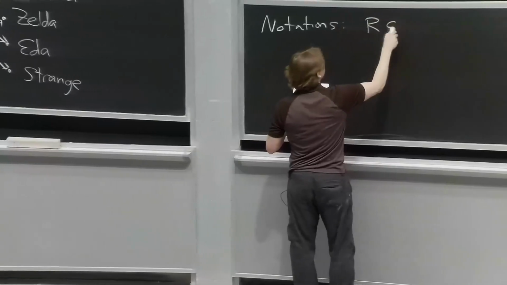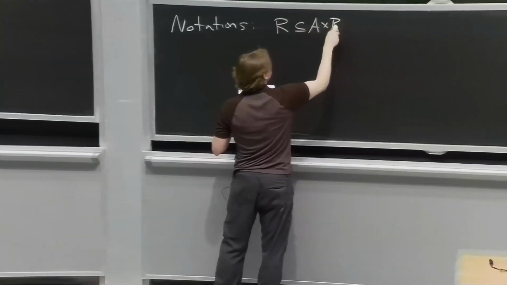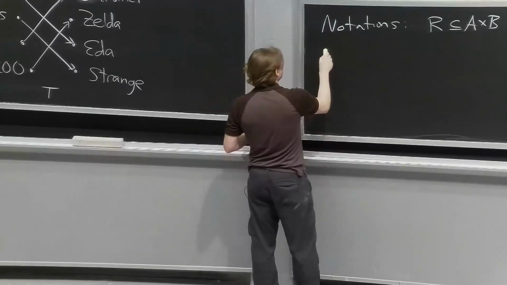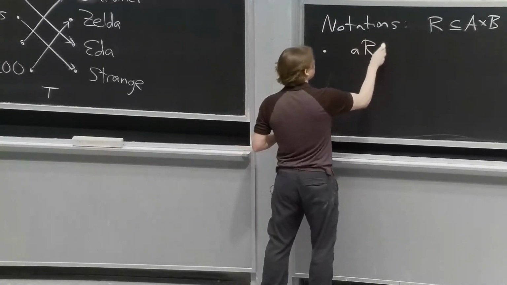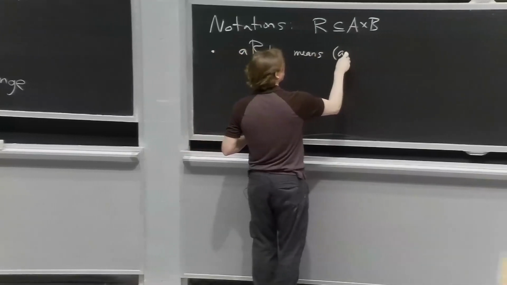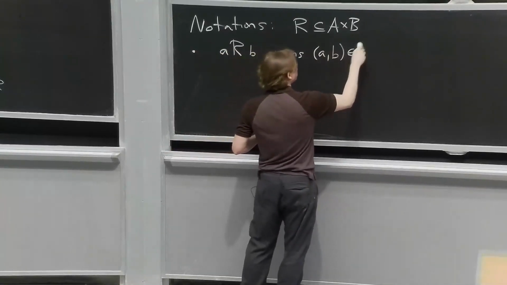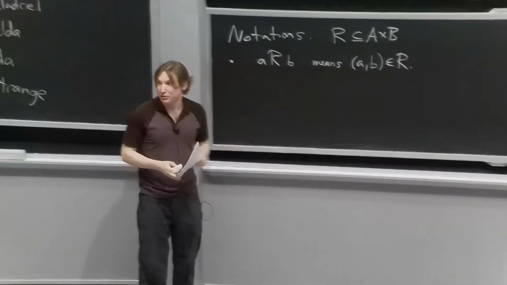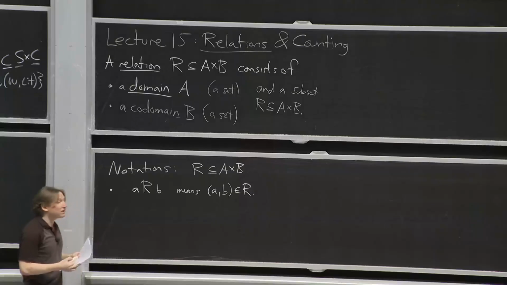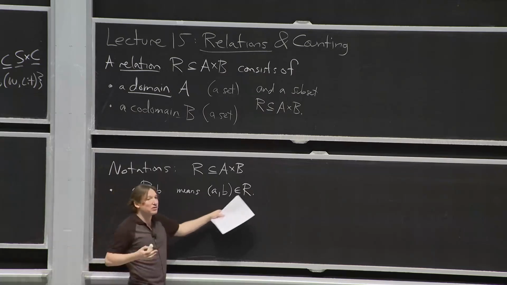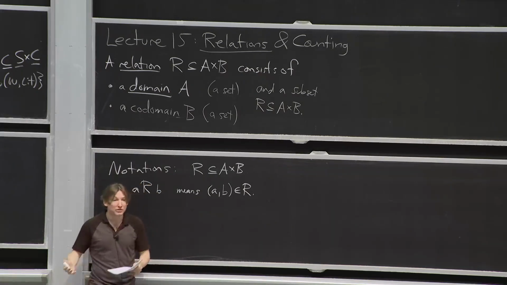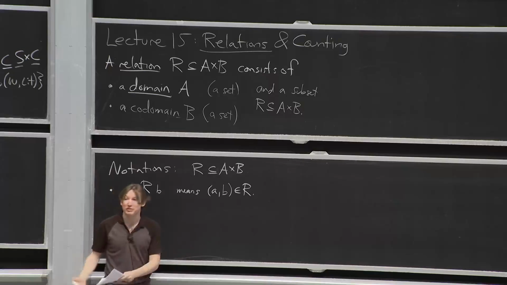So if R is a relation from A to B, then we might write A relates to B to mean that the pair A comma B is one of the pairs in our relation, one of the directed edges in our graph. Because like I said, the relation is really about specifying which pairs relate and which pairs don't. It's a yes-no question. Some of the pairs are yes, some of the pairs are no.